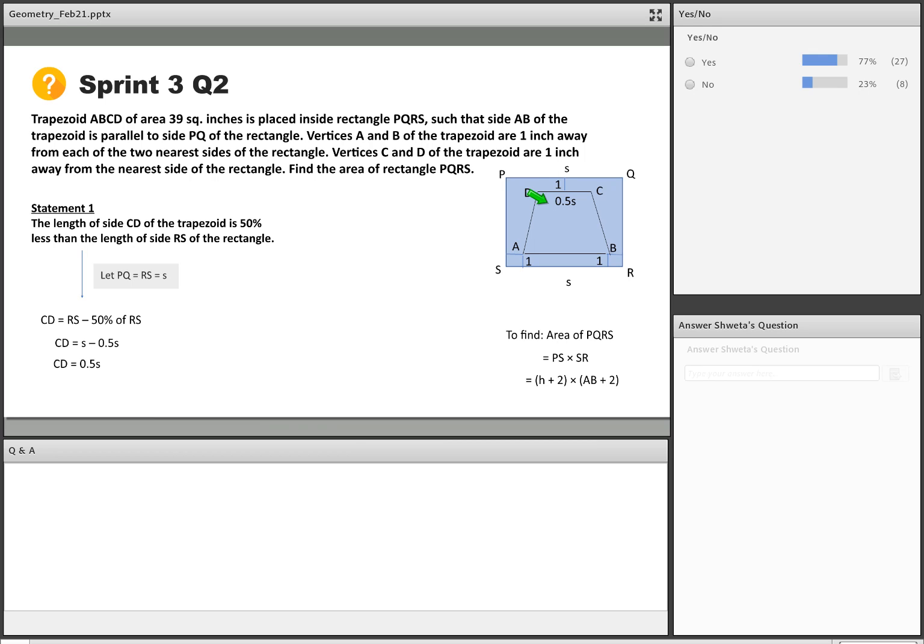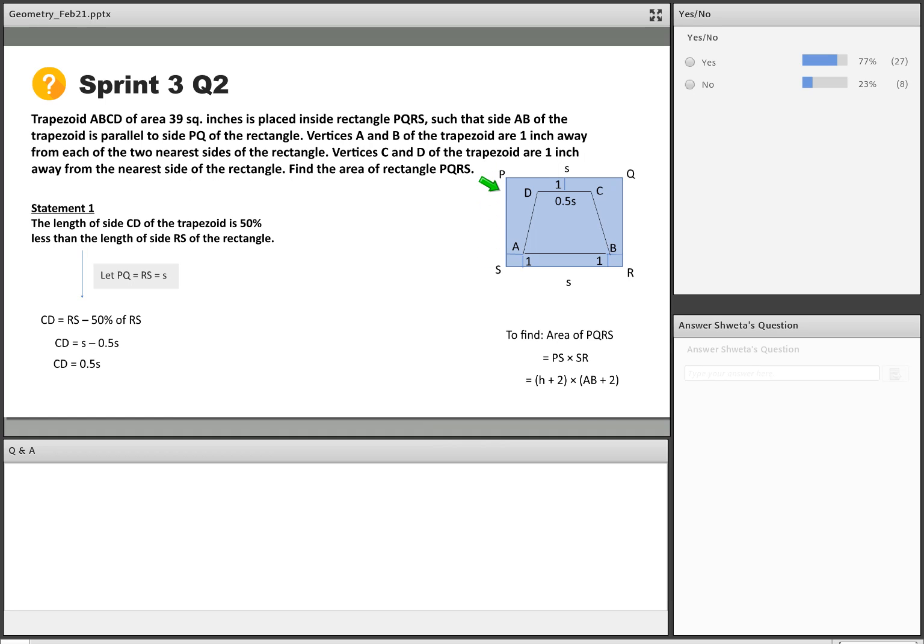Now, in all of this, what I'm trying to find is the area of the rectangle. Area of the rectangle means I have to multiply the length with the width. So I've written PS here, this is one, and SR for the other one. SR is what I've already called small s, but in my question I have information about the trapezoid, but I want something about the rectangle. So how do I connect the trapezoid with the rectangle? For that purpose, just see very carefully what I've done here.